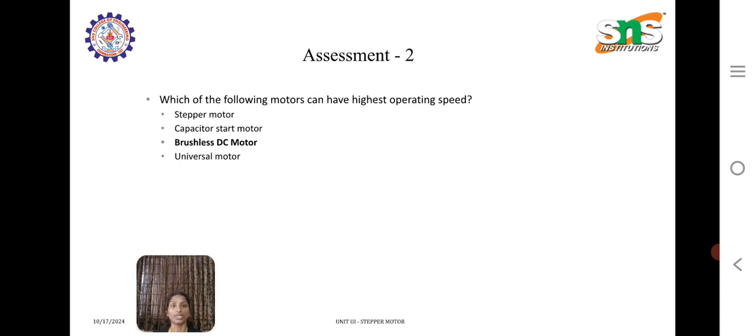Coming to the next question, which of the following motors can have the highest operating speed: the stepper motor, capacitor start motor, brushless DC motor, or universal motor? The brushless DC motor has the highest operating speed among the list of motors. In this video we have clearly discussed torque prediction, the case of infinite permeability and the case of constant permeability, and their assumptions.